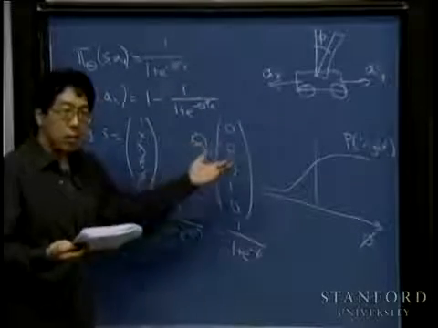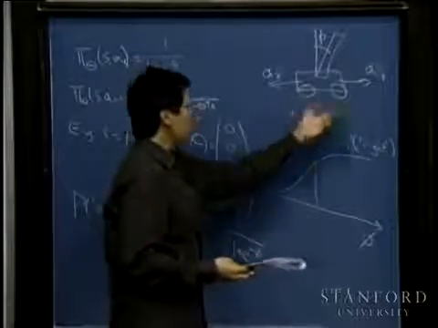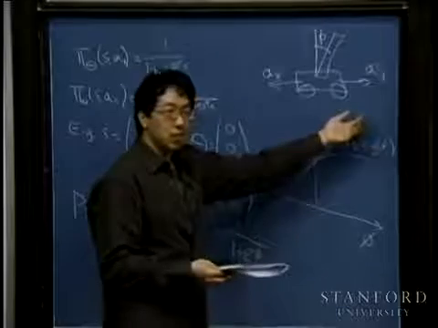Obviously, this isn't a great policy because it ignores the rest of the features. Maybe if the cart is further to the right, you want to be less likely to accelerate to the right.